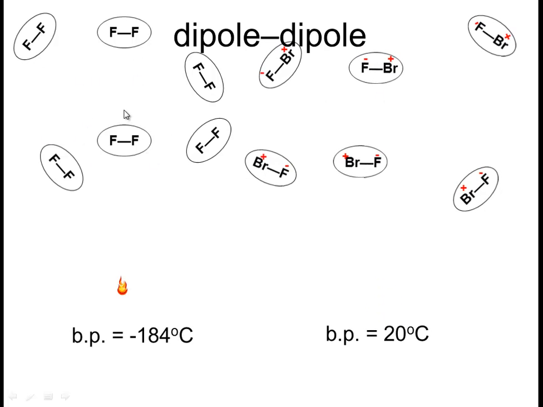Okay, and here, look at the difference in the boiling points. Bromine monofluoride will boil at 20 degrees Celsius, which is about room temperature, whereas molecular fluorine is going to vaporize and go to the gas phase all the way down at 184 degrees below 0 Celsius. So there is roughly a 200 degree difference in their boiling points, and it is largely due to this dipole-dipole interaction.